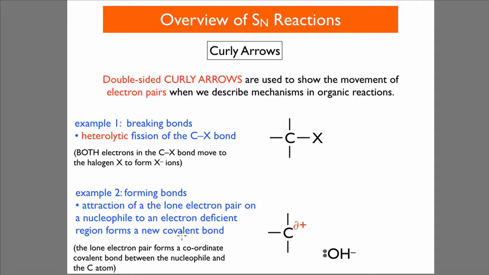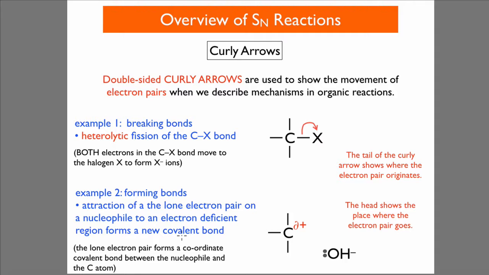The curly arrows. We're using double-headed curly arrows to show the movement of electron pairs when we describe mechanisms in organic reactions. So, breaking bonds will have heterolytic fission of the carbon-halogen bond. Both electrons in the bond move to the halogen to form the ions. And so we use a double-headed arrow.